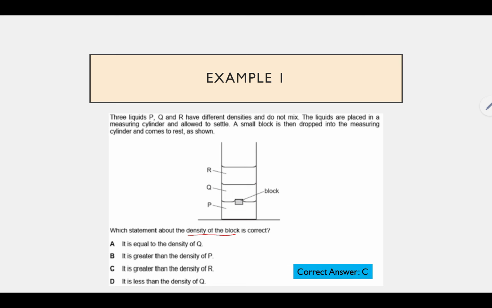Of course, the correct answer is C. Why? If it was equal to the density of Q, then it would probably be where? It's going to be with Q, somewhere here. If it is greater than the density of P, that means it's heavier, then it will be here. It's greater than the density of R, yes, because as you can see, it's way below R. That means it has a higher density than R. So it sinks beyond R. D, it's less than the density of Q, then it should be floating, it should be here. So that's why the correct answer is C.